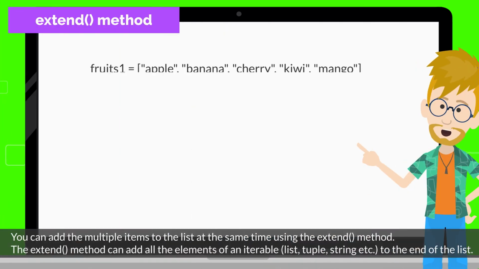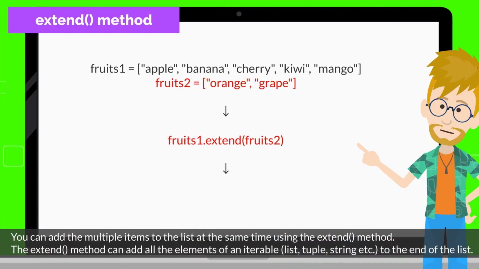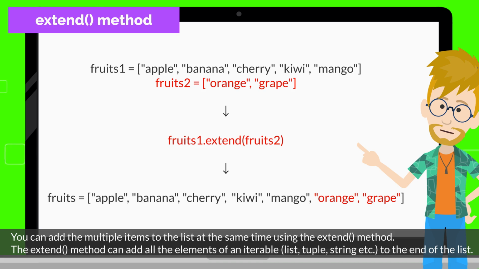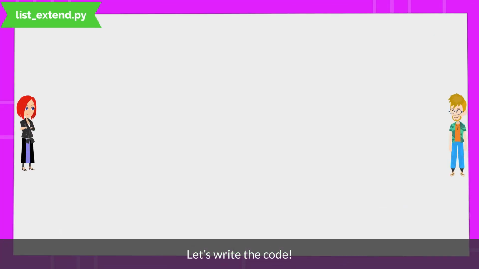You can add multiple items to the list at the same time using the extend method. The extend method can add all the elements of an iterable (list, tuple, string, etc.) to the end of the list. Let's write the code.